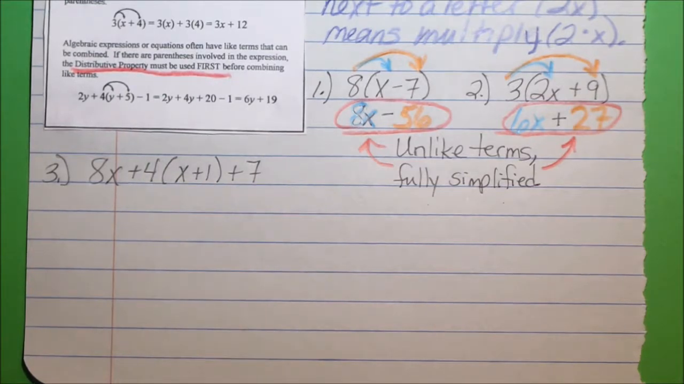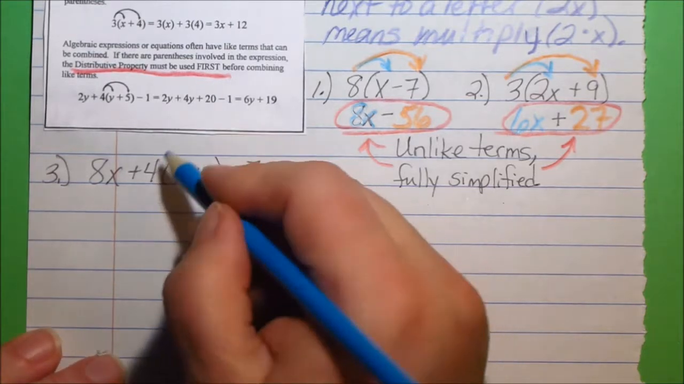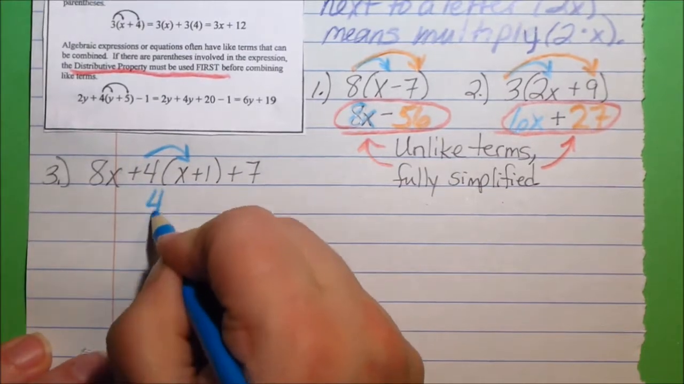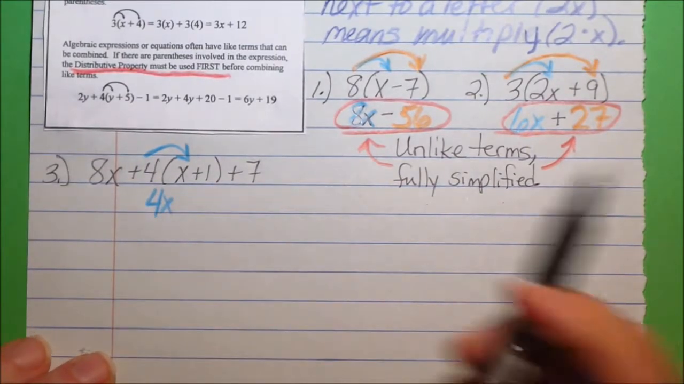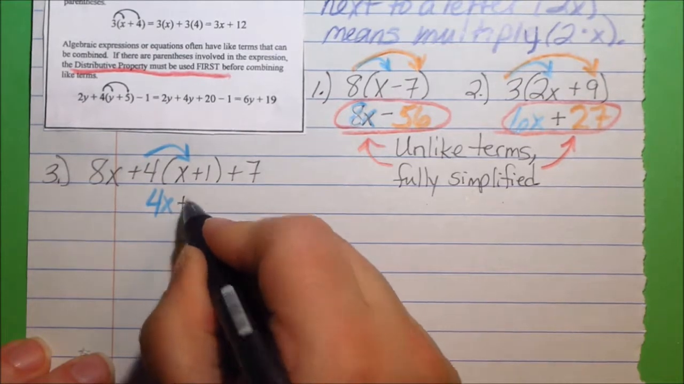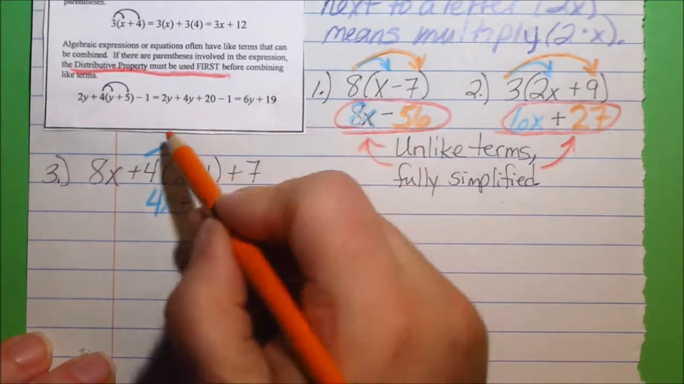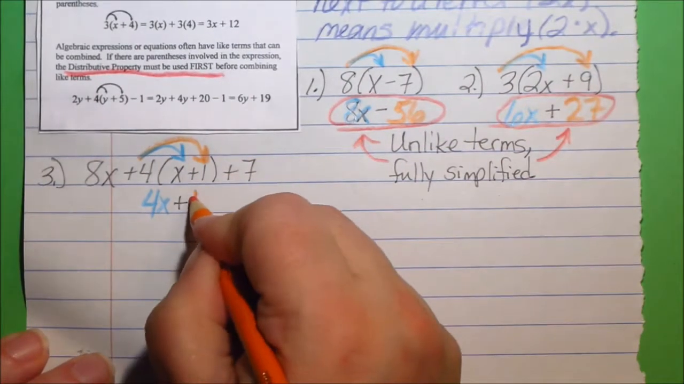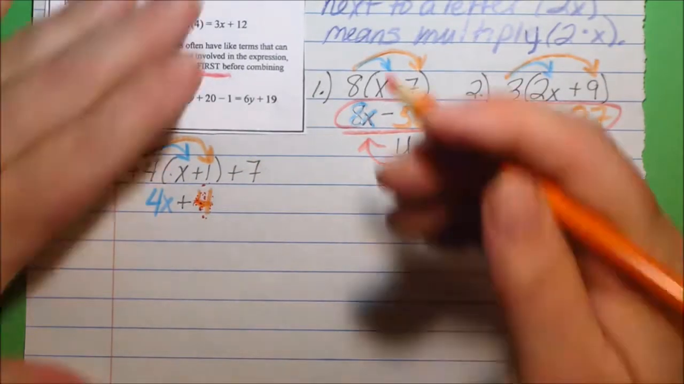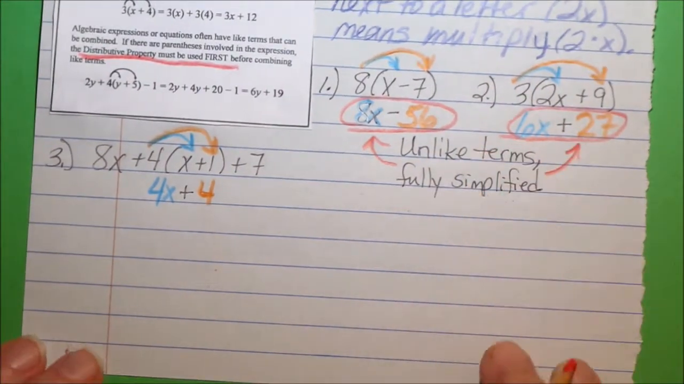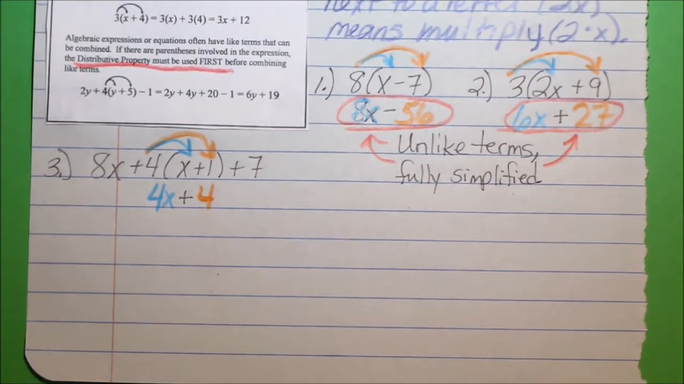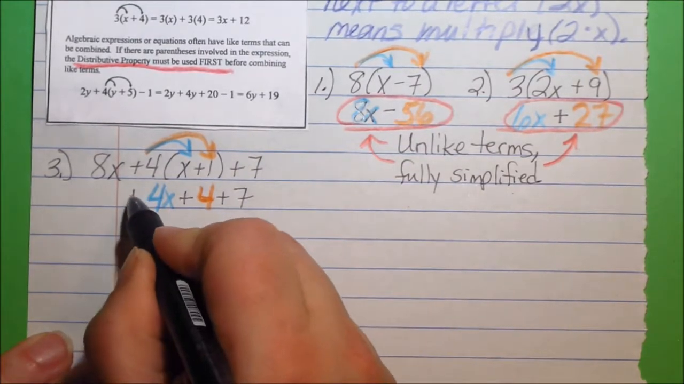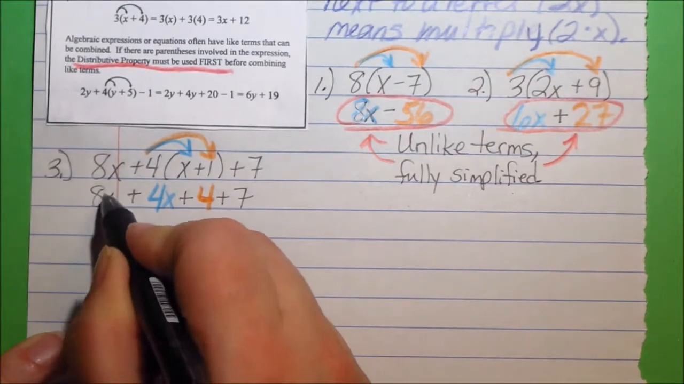All right? So first step is 4 times x. All right? 4 times x is 4x. Bring down the operation, which is an addition here, and second step is 4 times 1, which is 4. Okay? Now, the next step is to bring down the rest of the expression. I've got this. There was an addition symbol here and an 8x.